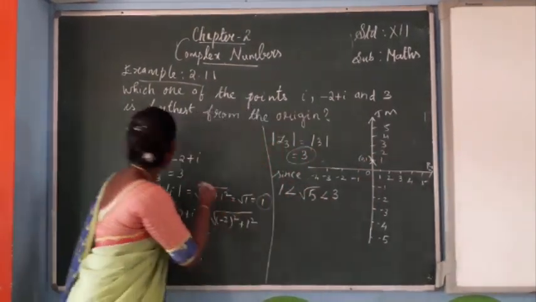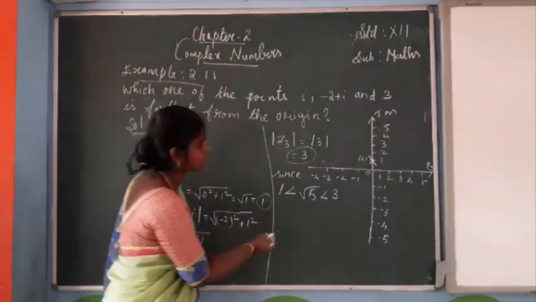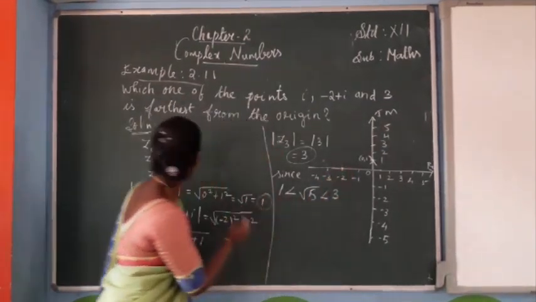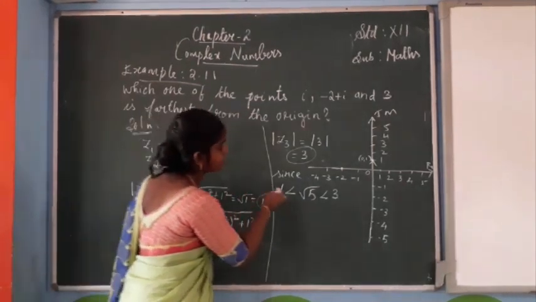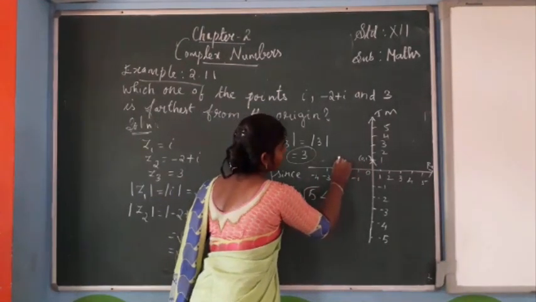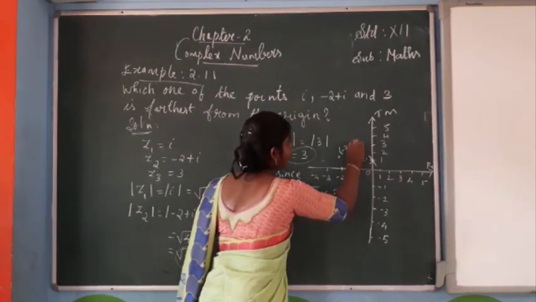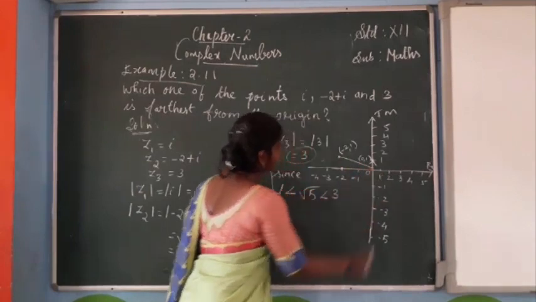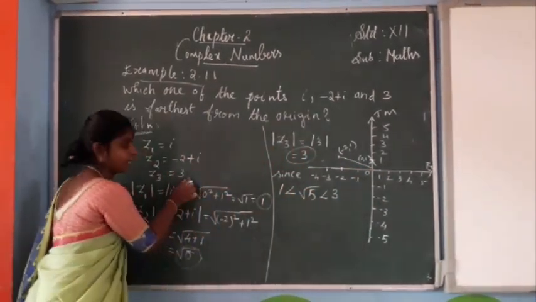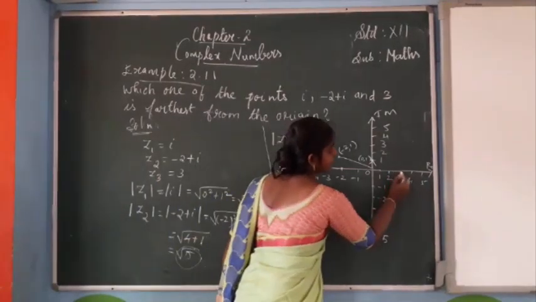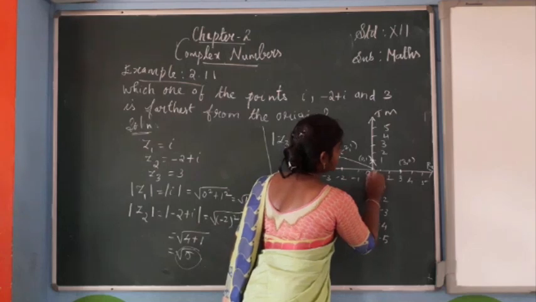Okay. Next one is Z2, minus 2 plus i. Minus 2 in the real part, this place. And coefficient of i is 1. So in the imaginary part, this part. So minus 2, 1. So you can join this line. Next third one, 3. That is, this is the real part. So real part's value is 3. 3, 0. So you can join too.